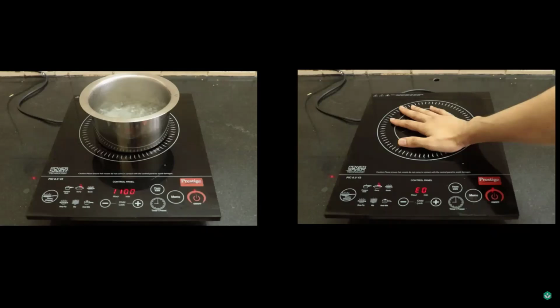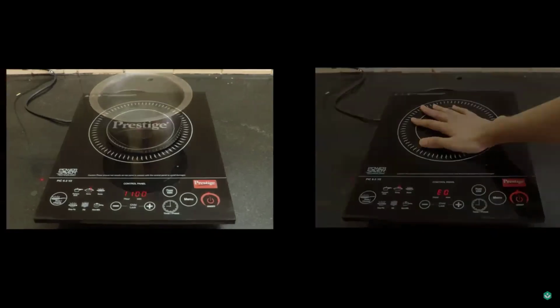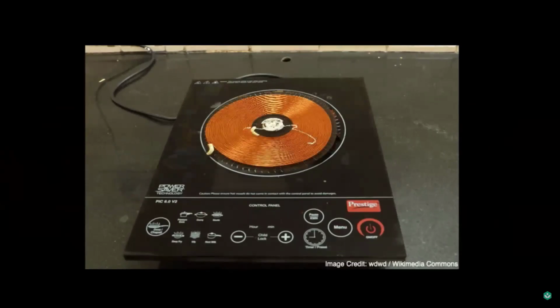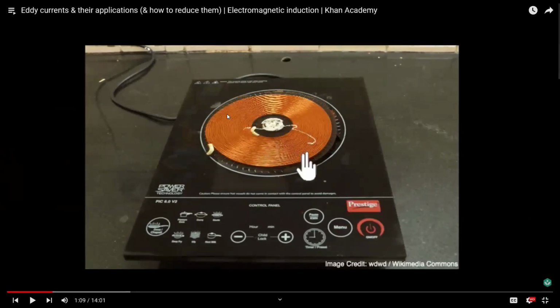So what are these eddy currents? To answer that question, let's look inside the induction cooker. If you could open it up, you might see a lot of things, but the most important one is a coil. Have you seen the coil? Copper coils, everything inside? I want a response. Everybody? Yes, sir.